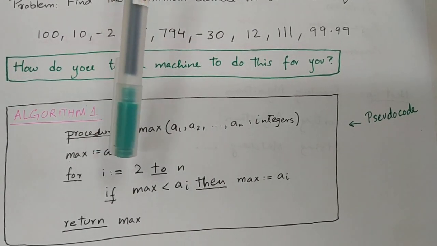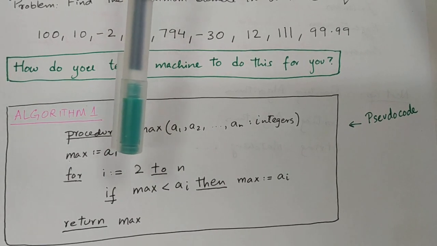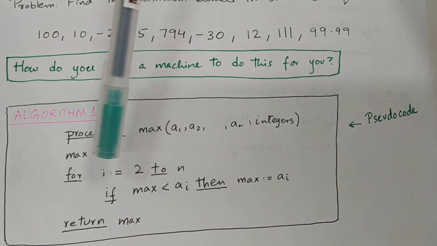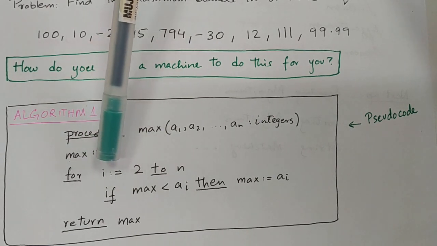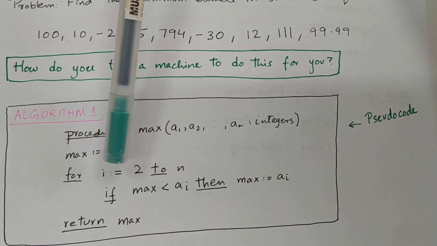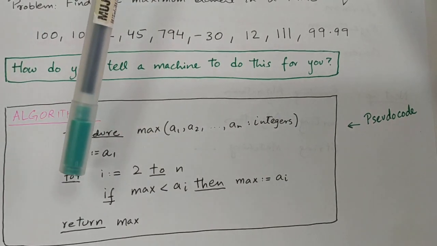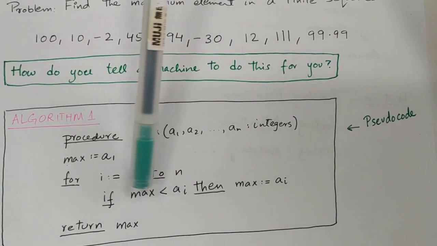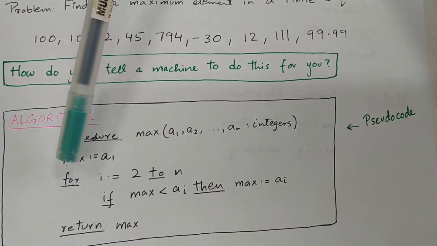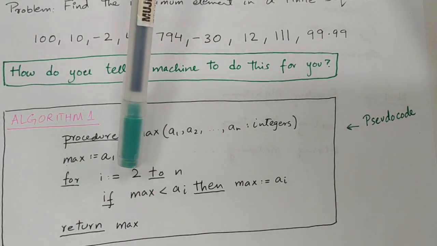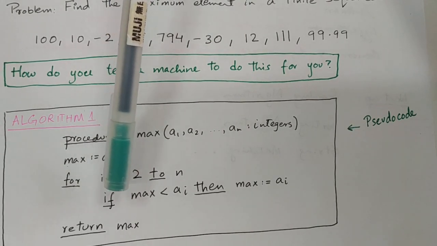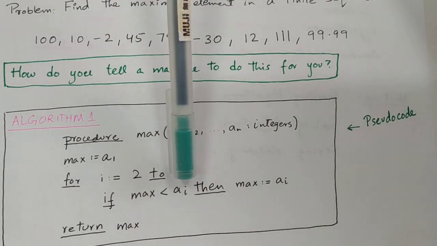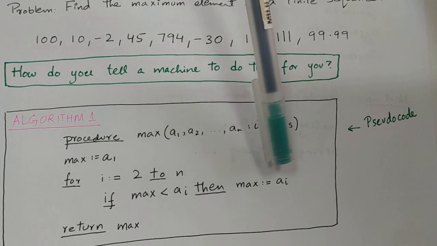I hope you're all familiar with for loops. If you're not, I will go into the details if anyone requires me to. But a for loop basically sets a variable I, and it goes through each of the values of I and processes each of the inputs for each value of I. So now the value of I is from 2 to n. I evaluate this step: if max is less than AI, then set max equal to AI.